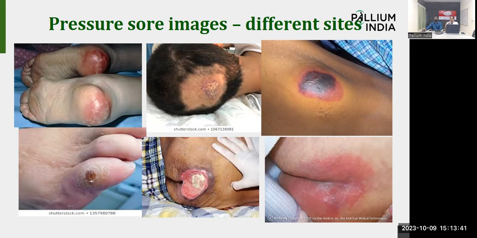Whenever we go to a bedridden patient, as a nurse or as a doctor, we have to look into all these areas and educate the patient regarding them in order to prevent bed sores, right?